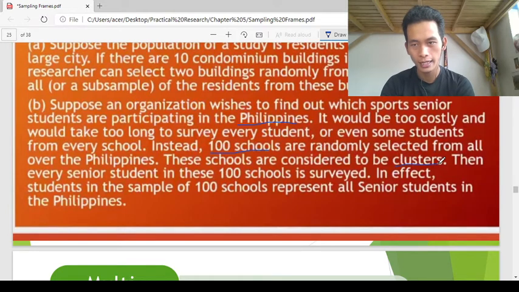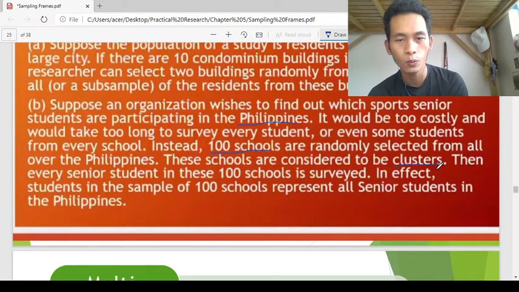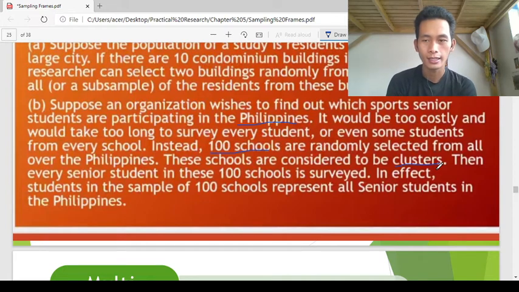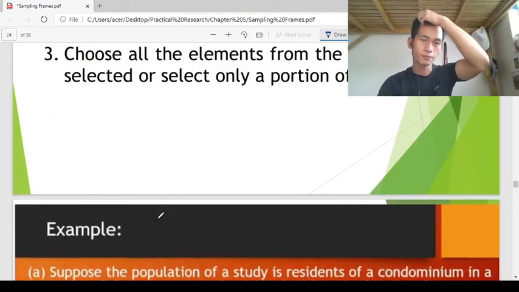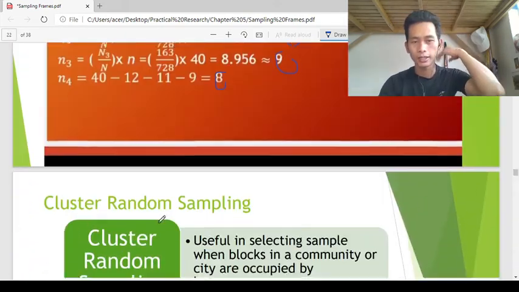So you just have to clusterize, and then you only select 100 schools, right, as the clusters, and then every senior student in these 100 schools is surveyed. In effect, students in a sample of 100 schools represent all senior students in the Philippines. That is how cluster random sampling, or cluster sampling, is done.